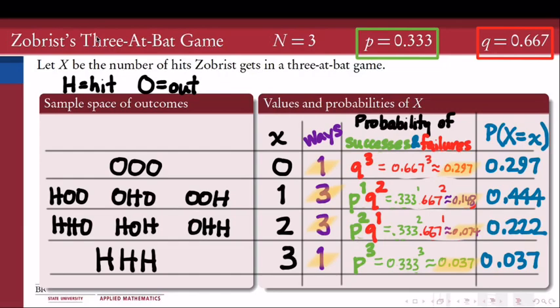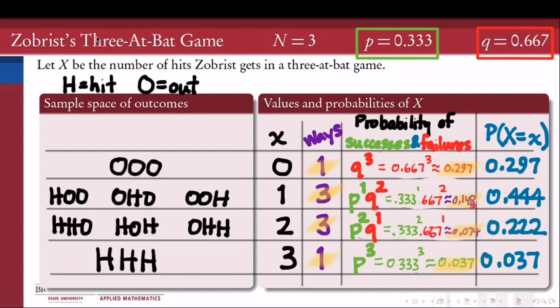So this is a complete probability distribution, theoretical probability distribution, for how many hits Zobrist will get in his next game, if his odds of getting a hit every time he steps up to bat are .333, and he's going to go up to bat 3 consecutive times, with his performance being independent on each one from his performance on the last.